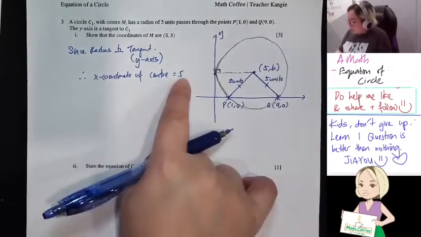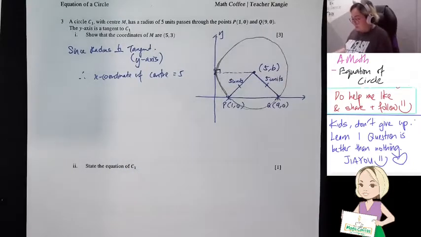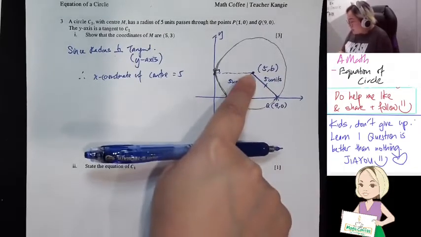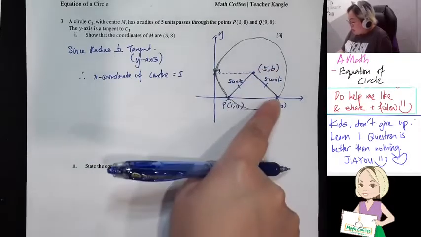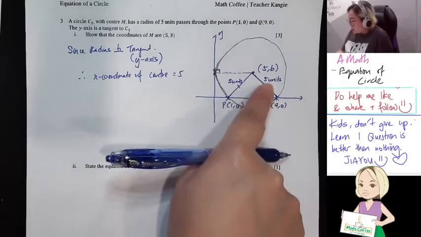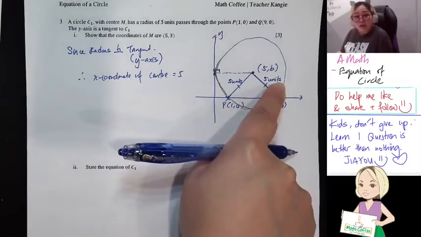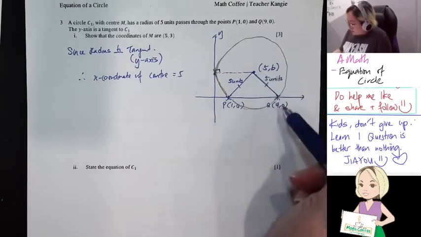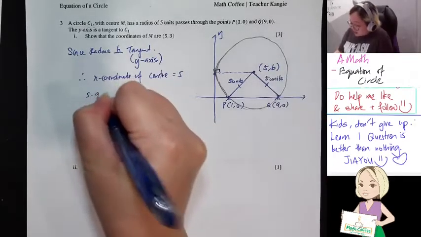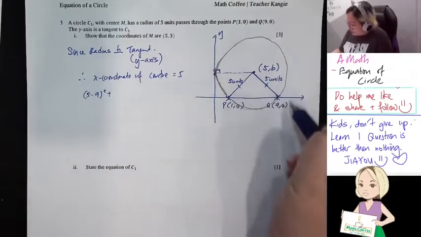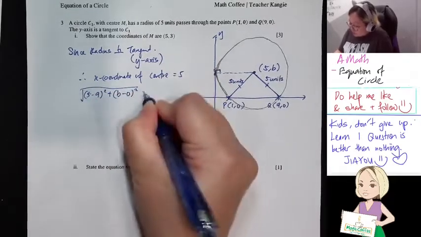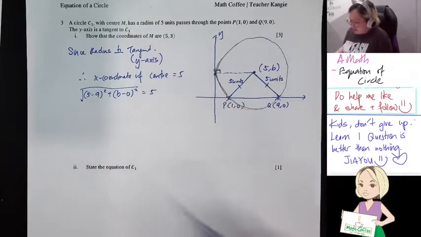So the x-coordinate is 5, so the center is (5, b). Now the question is, how am I going to find b? You see, I have my center here, (5, b), and a point here, (9, 0), and because I already know the radius is 5 units, I can use the length to find b. So the square root of (5 minus 9) squared plus (b minus 0) squared equals the radius, which is 5.